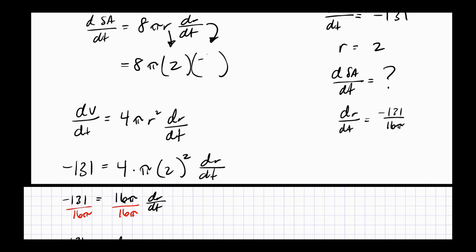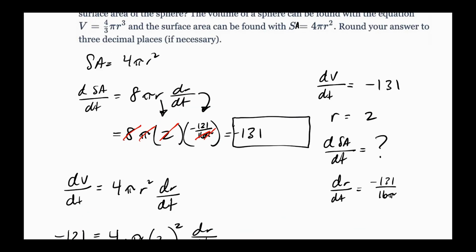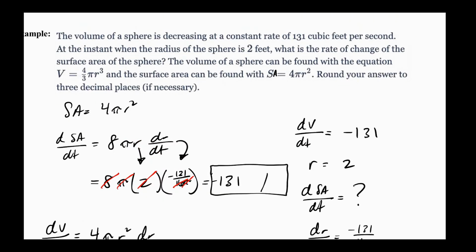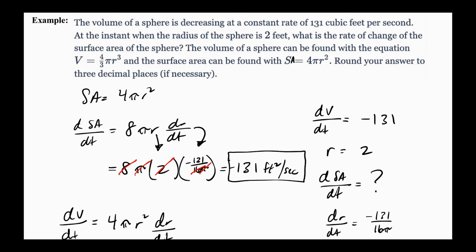Now I can plug it in here. The pi's cancel out. 8 times 2 is 16, so that's going to cancel out with that 16, nice and neat. So I'm just going to end up with negative 131. It's the rate of surface area, so it's going to be per second, and then it's going to be feet squared again, just like it was on the last one.